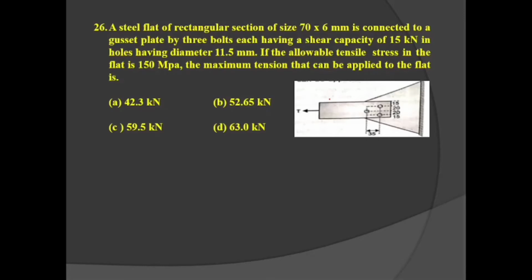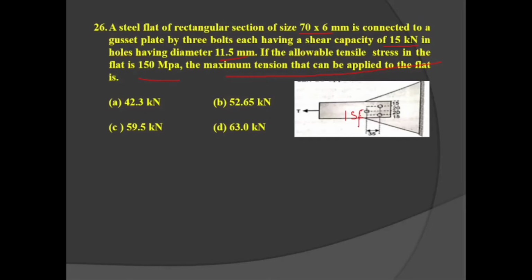Question number 26. A steel flat plate of rectangular section of size 70 by 6 is connected to a gusset plate by 3 bolts as shown in the figure, the bolt having a maximum shear capacity of 15 kilonewton and hole diameter 11.5 mm. Allowable tensile stress is 150 megapascal. We have to calculate the maximum tension that can be applied to the flat. Flat means ISF, Indian Standard Flat.